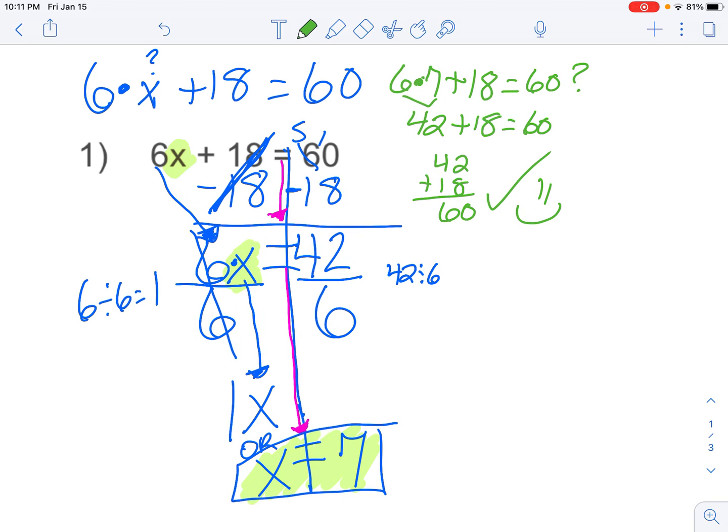Okay, and you don't have to also write this off to the side. I'm just showing you that sometimes we forget when we see a fraction bar that it means division. So if you want to write it, that's fine.